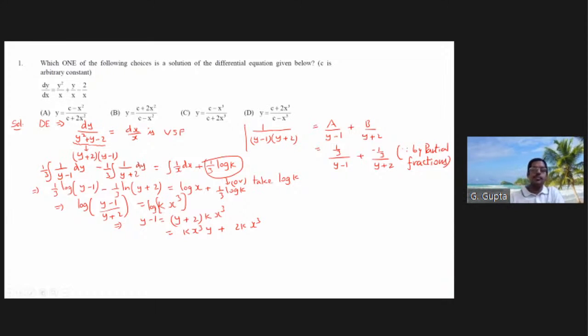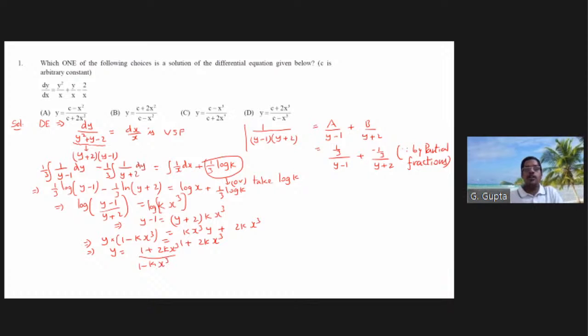That is, sometimes the problems will be disturbed like this. So bring all y terms to the left side, and then take y common. So y into 1 minus k times x cube. So shift this minus 1 of the left side to the right side, it will become 1 plus 2k x cube. And dividing by the coefficient of y, you will be getting y is equal to 1 plus 2k x cube divided by 1 minus k times x cube.